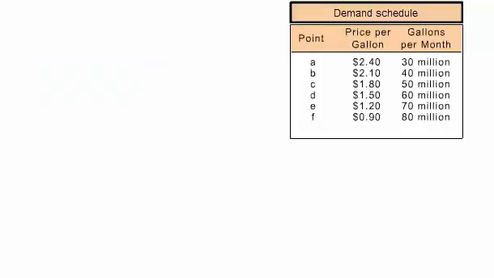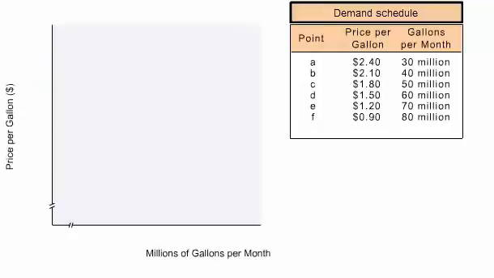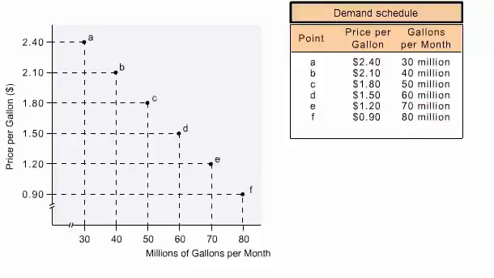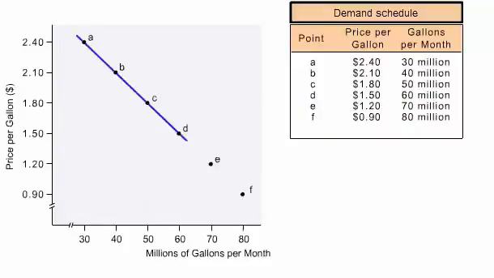Another way of viewing this relationship is in the form of a graph that shows the demand curve. Each line in the table corresponds to a point in the graph. For example, if the price per gallon is $2.40, 30 million gallons will be demanded. We can show that as point A. Each of the other rows of the table corresponds to a point in the graph. If we connect up all these points, we obtain the demand curve for gasoline.